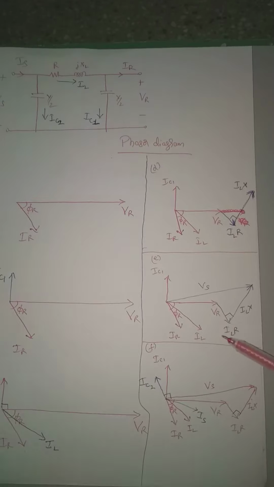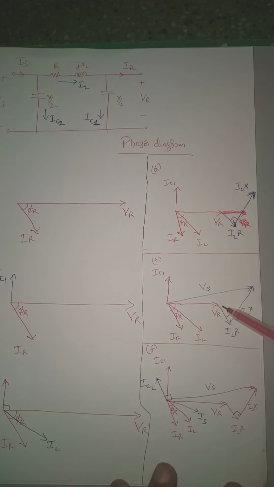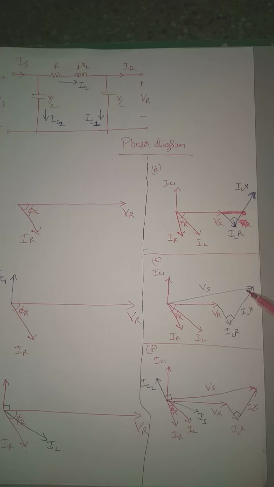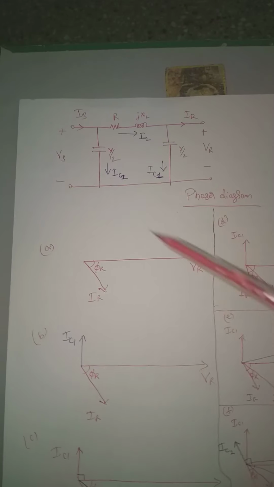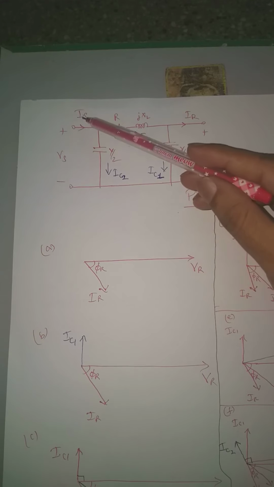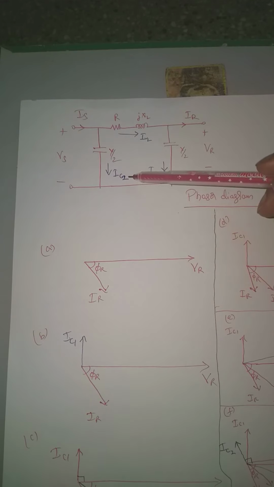So in this figure you can see ILR plus ILX will give me the voltage across the line, and here already I have VR. If you take the resultant of these two, we'll be getting Vs. So now we have got the supply voltage Vs. In the phasor diagram we have represented Vs. Now we are left with Is, and IC2 has to be represented.